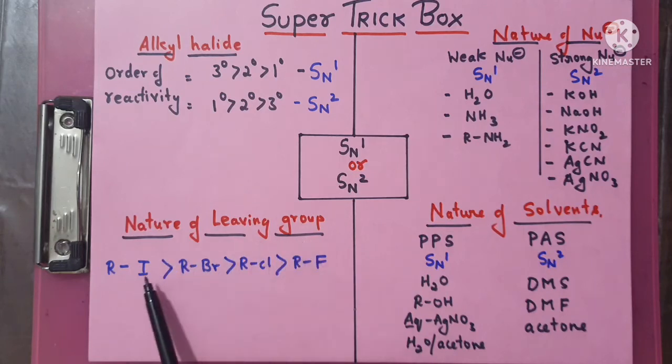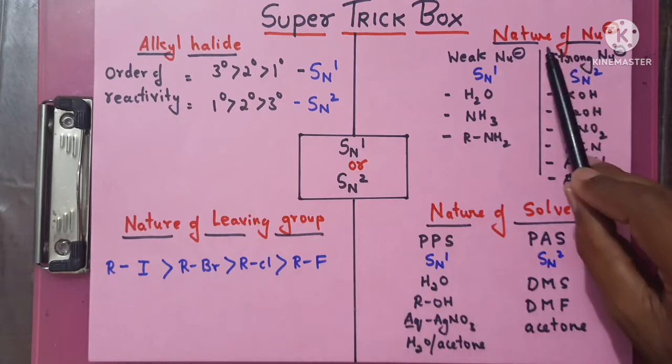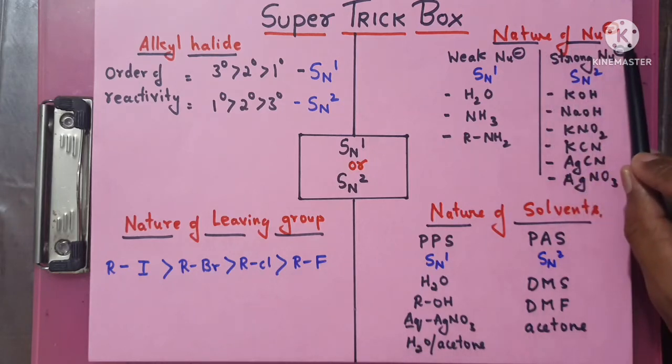Remember children, whenever there is an iodine, that is going to leave very soon. It undergoes the nucleophilic substitution reaction very soon. Then comes bromide, then comes chloride, and then comes fluorine. The next very important one is the nature of nucleophile.